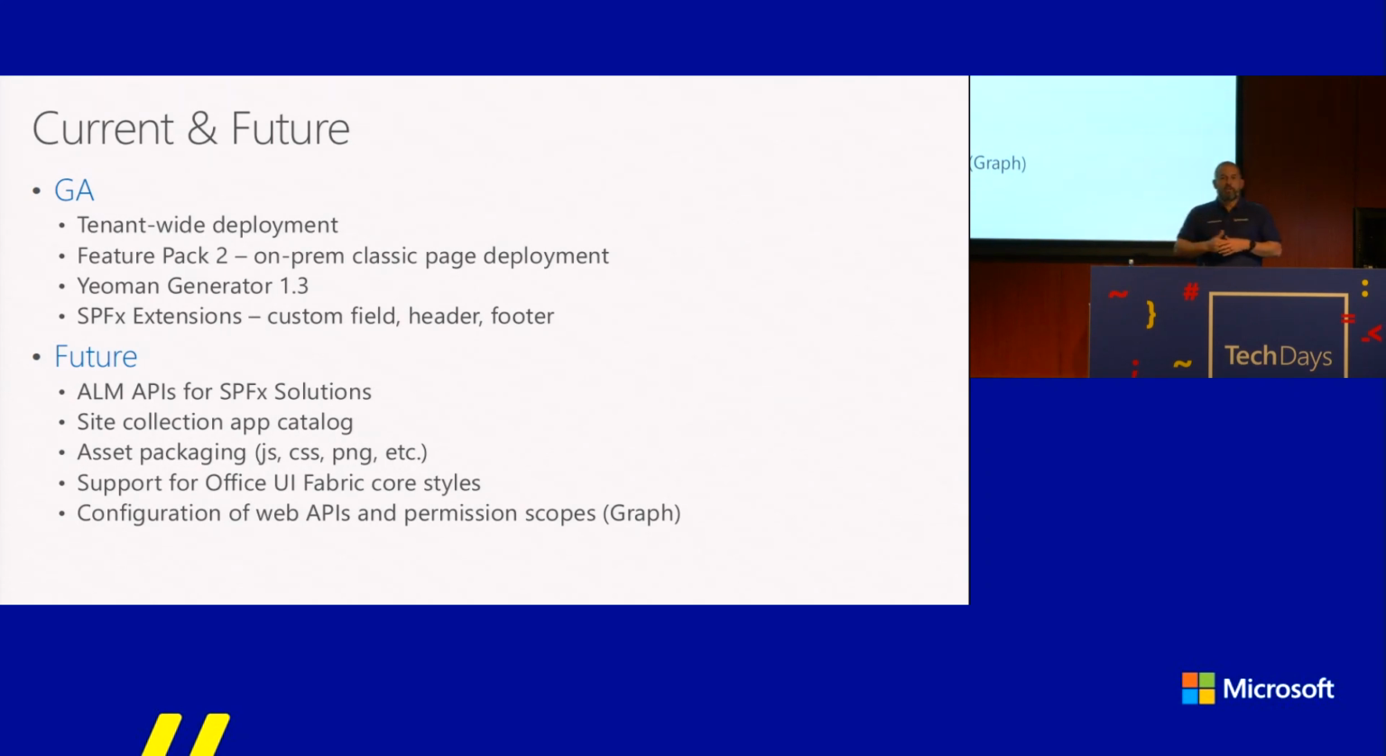The new version of Yeoman Generator, the 1.3 version, and actually I think it's 1.31 is out now, and that's what we use for scaffolding and building up these SharePoint Framework projects. And SharePoint Framework extensions to give us custom fields, headers, and footers. And again, we're not going to dive into that in this session.